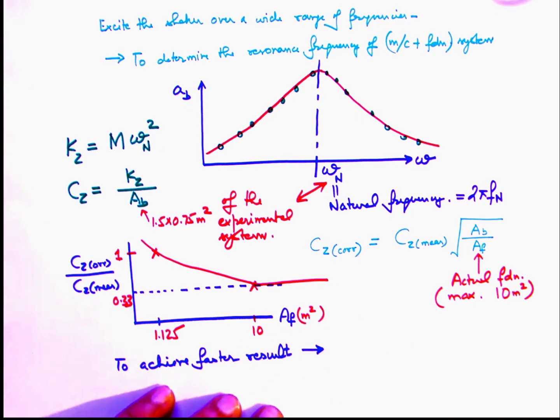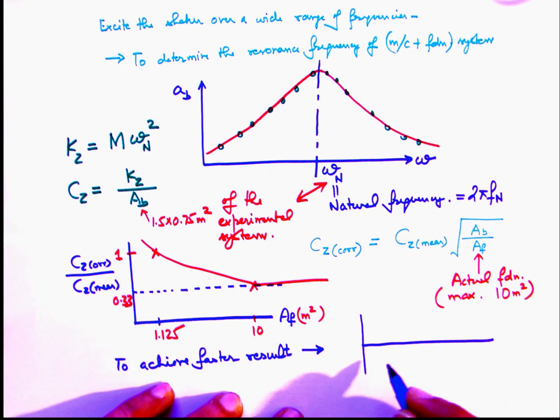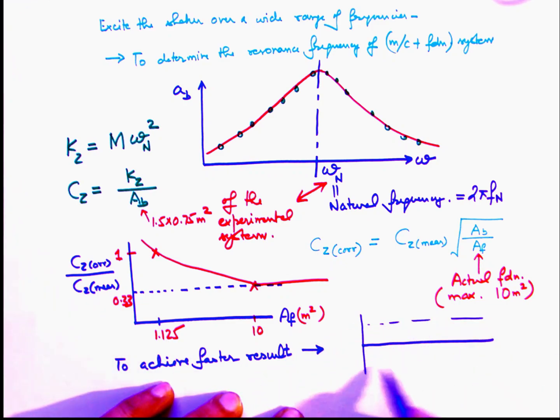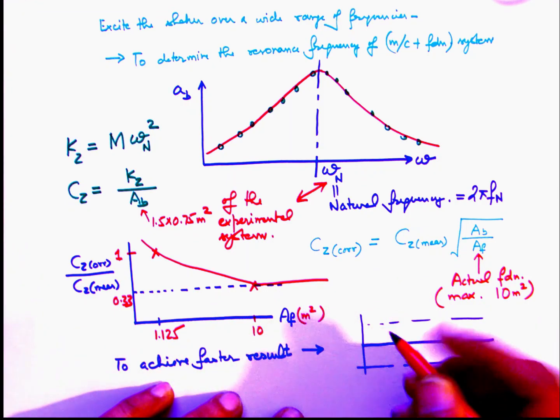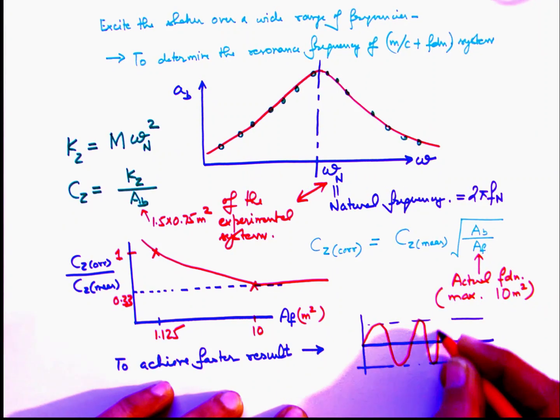Now here what we have to do is keep changing the frequency of the exciter one by one and wait for steady state vibrations and then measure the amplitude of the acceleration induced. Now there is a faster way. The faster way is that we can apply the signal in sweep form as shown here.